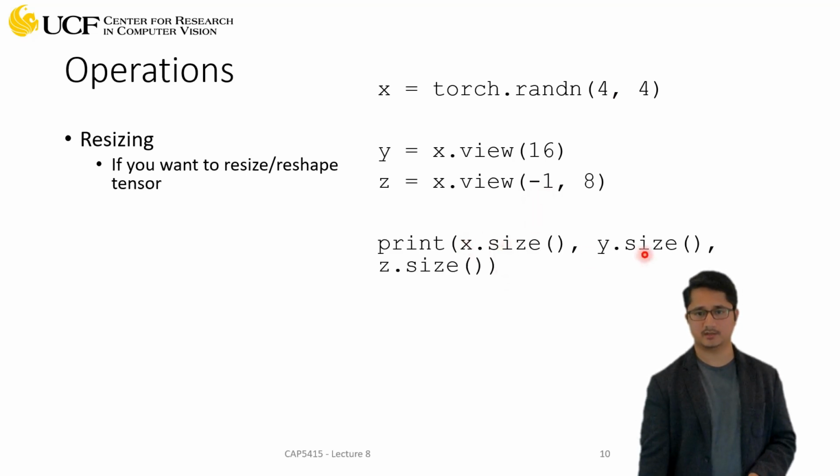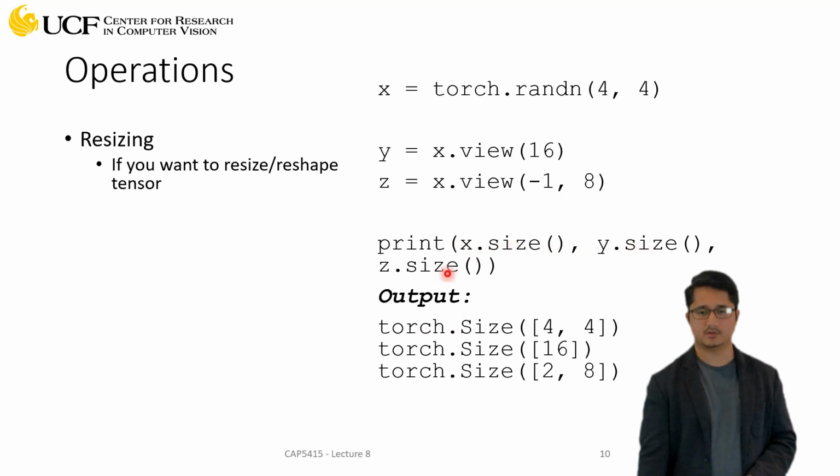And again, you can print the sizes. So x.size, you know, it's 4x4. Y, since you reshaped it to a one-dimensional vector, will have 16 different values. And z, you put a two-dimensional matrix where the first dimension is don't care. That's going to give you 2 × 8. Okay, slightly complicated, but I don't think it's too complicated to understand.